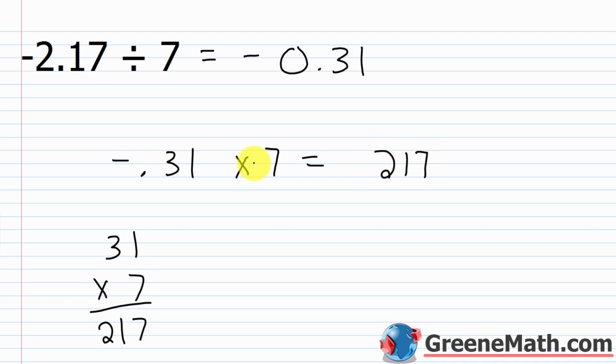Remember, it's a negative times a positive, so that gives us a negative. And then we just need to figure out how many decimal places we have between the factors. Well, we have 1, 2, right? None over here. So this would go 1, 2 places to the left. You'd have negative 2.17, which is exactly what you have here as your dividend. So again, you know your answer is correct, right? Our answer here is negative 0.31.